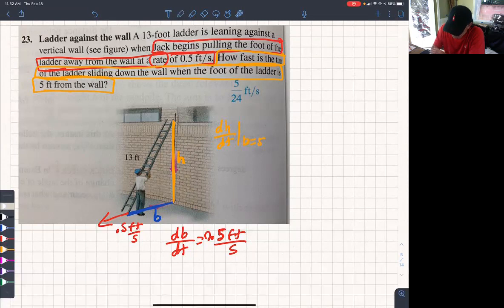Okay? When b is 5. When the ladder is 5 feet from the wall, when b is 5, and that's what we're looking for. Just to remind you, the ladder is 13 feet long, so this distance is 13. Okay, so that's probably the hard part of the problem, I think, coming up with those.